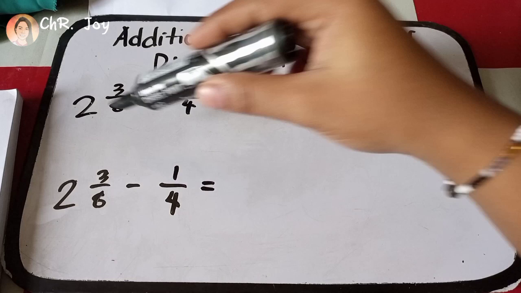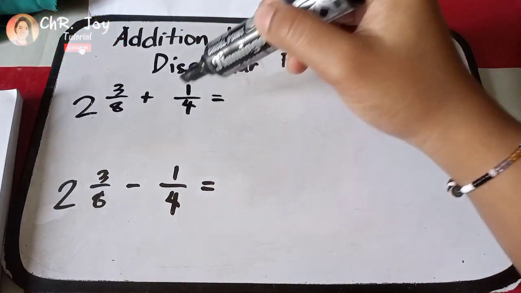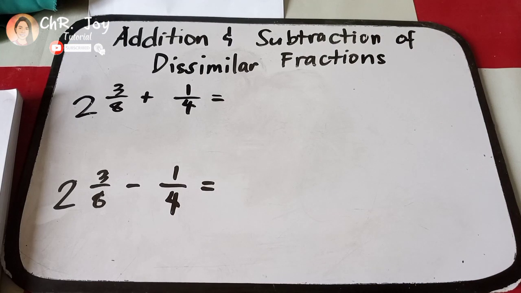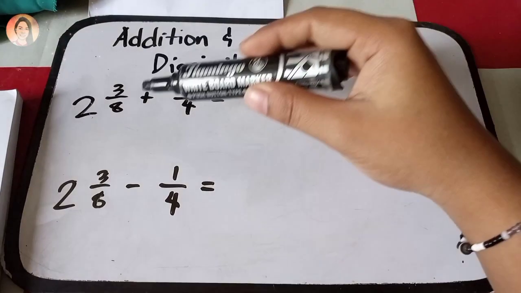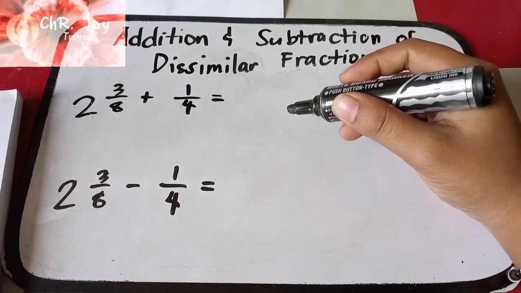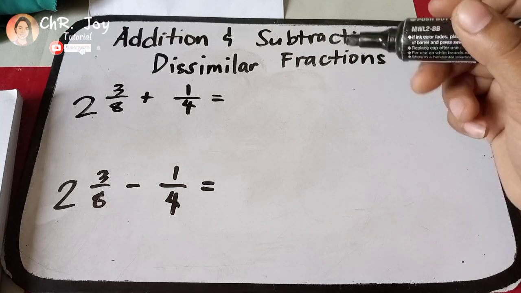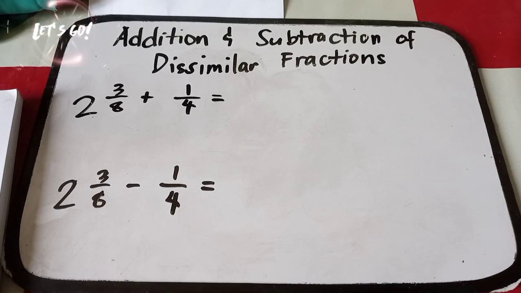First, we have 2 and 3 over 8 plus 1/4. To add dissimilar fractions, let's follow these steps. Step 1, rename the fractions as similar fractions by finding their least common denominator or LCD. The LCD is the least common multiple of the denominators of the fractions.